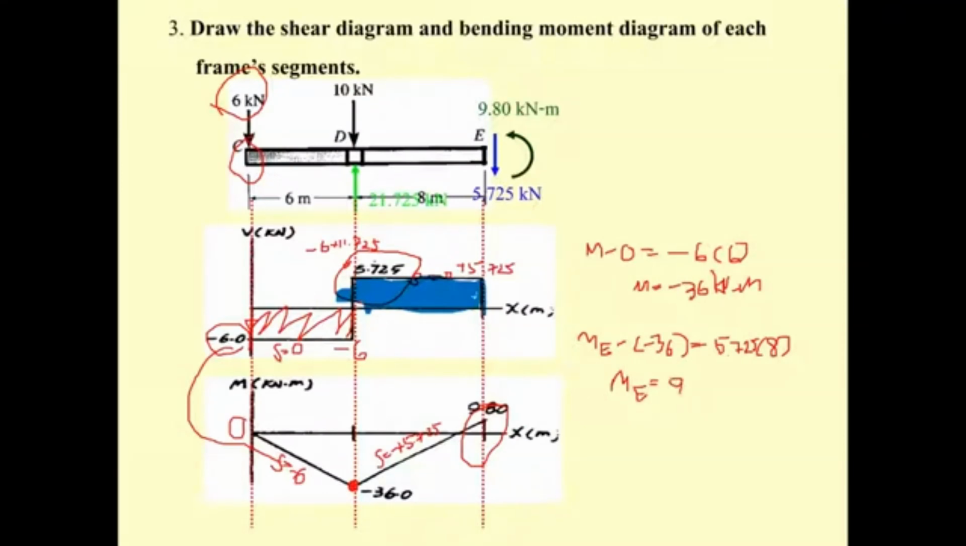9.80 kilonewton meter. And then you get what? You get the 9.8 here, in which it is what? Counterclockwise. And it's going to be negative. When it's negative, that means it's going to close this one down, downward, okay, to close this end. So that is the moment diagram of this beam CDE.